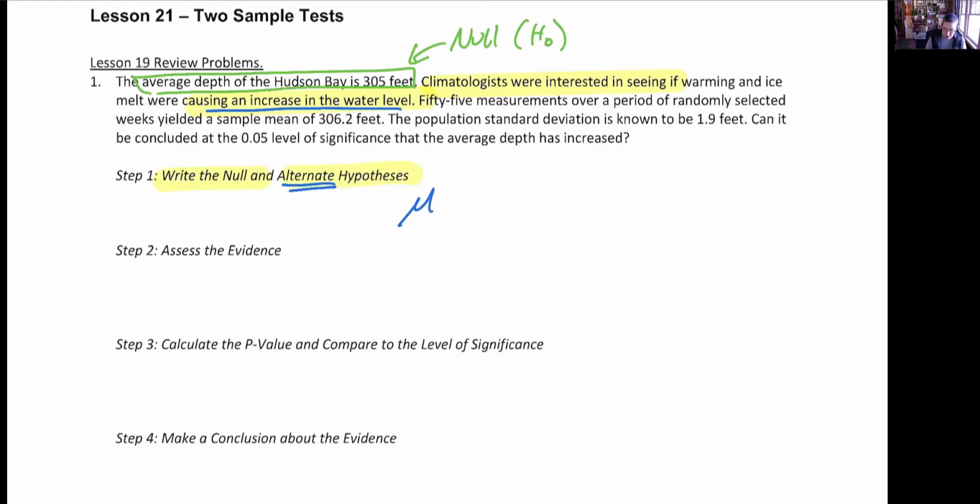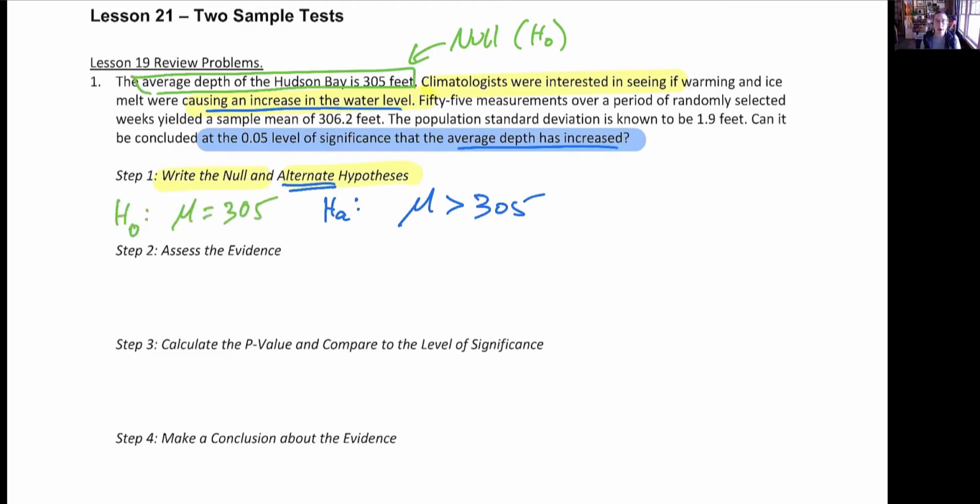And notice that's also written somewhere else. If you read that last sentence, can it be concluded at a 5% significance level that the average depth has increased? This also tells you your alternate hypothesis, and that is that the average is bigger than 305 feet. Remember, the null and the alternate always have the same numbers. So my null hypothesis is that the average depth is 305 feet, but the alternate is that it's more than 305 feet. And I'm coming with that idea because my sample had an average of 306 feet.